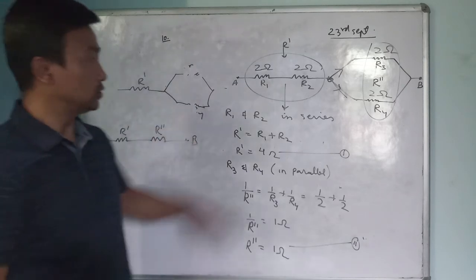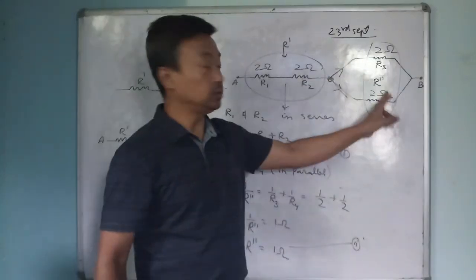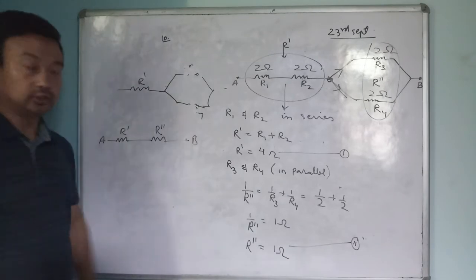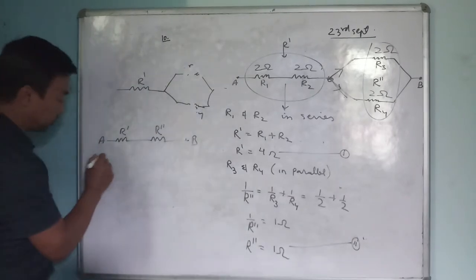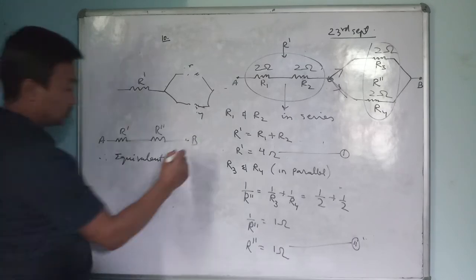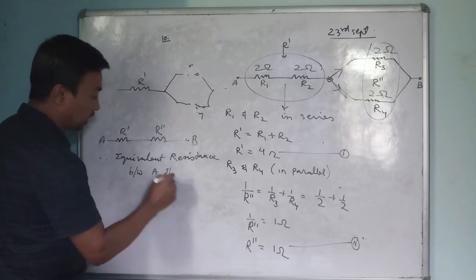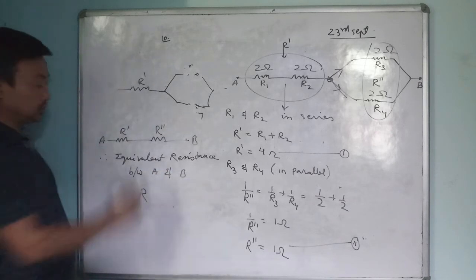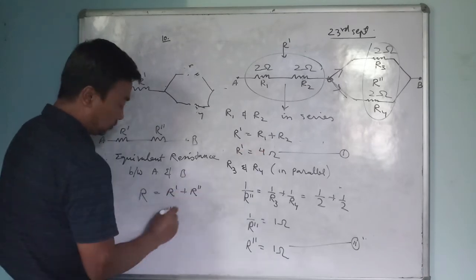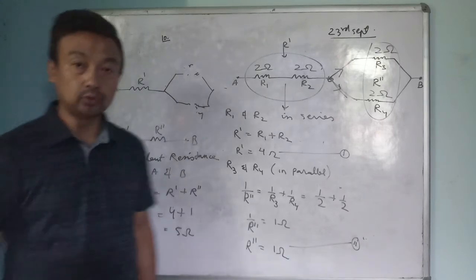So now what is happening here is this 2 has reduced into 1 by using the series. This 2 is reduced into 1 by using the parallel, but between A and B there are still 2 resistances, and how are they connected? In series. Therefore the equivalent resistance between A and B is given by, let us say, R. Since both are in series, R dash plus R double dash. What is the R dash you got here? 4. What is the R double dash? 1. So the answer will be 5 ohm. Like that you have to go on doing it.